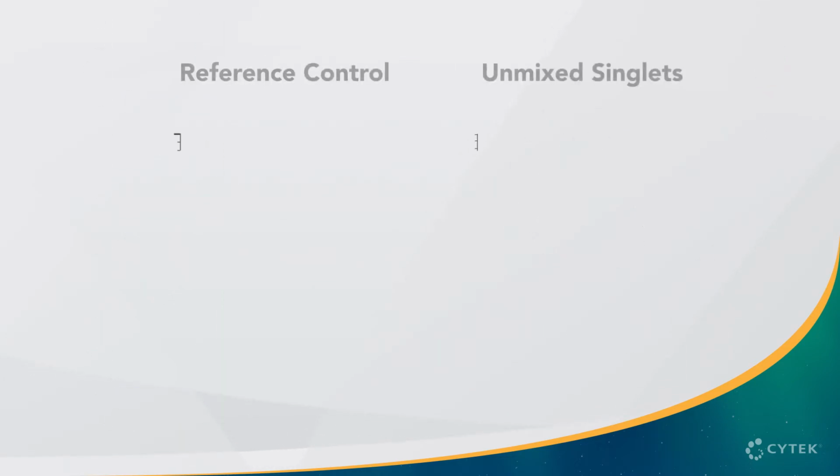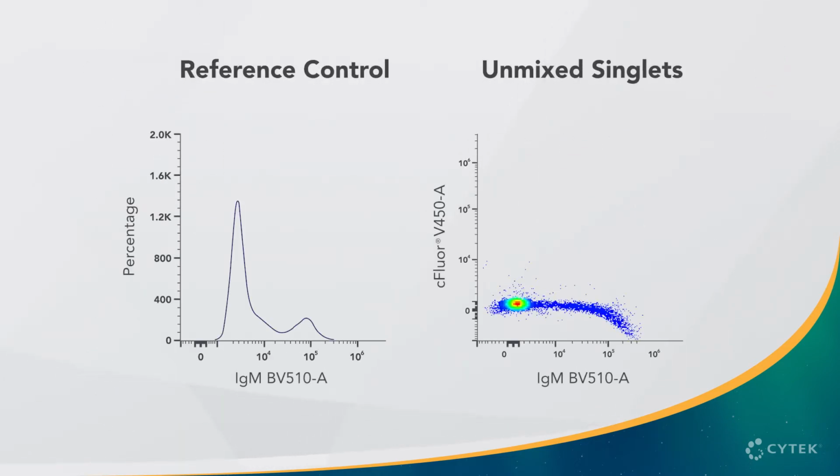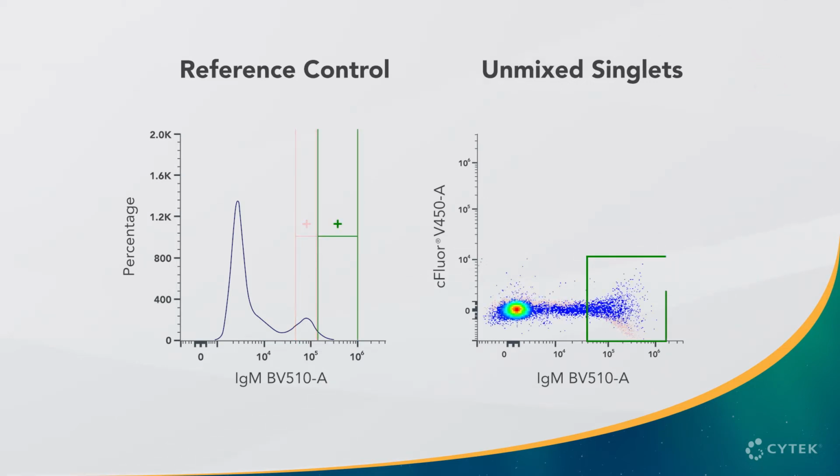We can see this effect demonstrated in an IgM BV510 reference control. When the reference is gated on the dimmer BV510 positive cells, there are errors present in the brightest IgM positive populations of the unmixed data. When the reference is gated on the brightest IgM positive population, accurate unmixing is achieved.